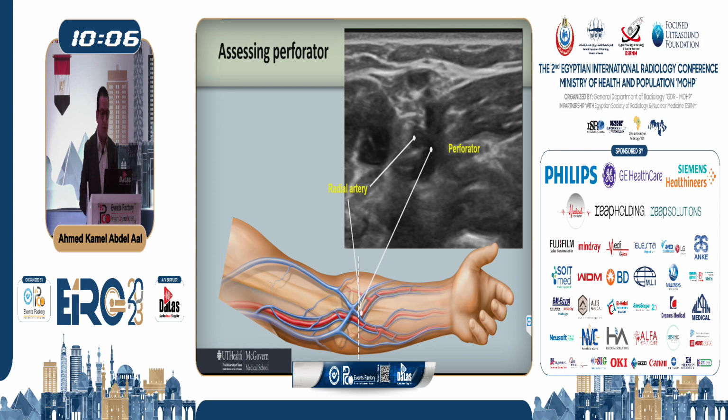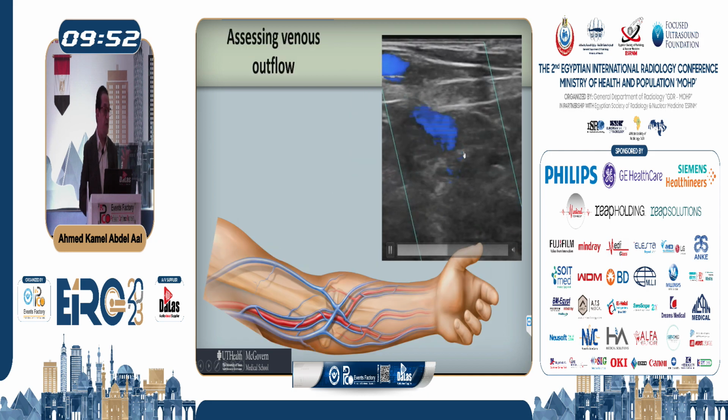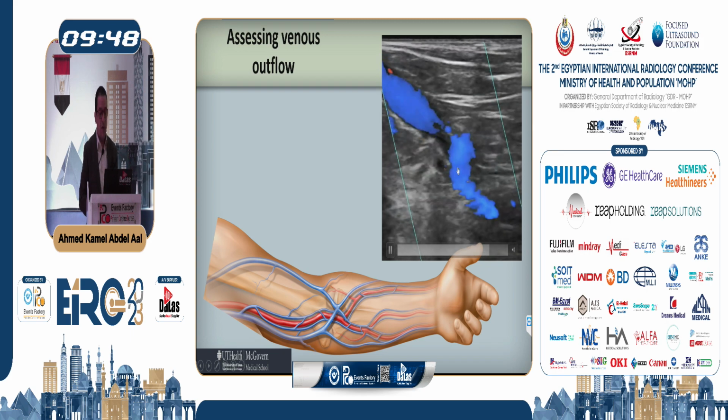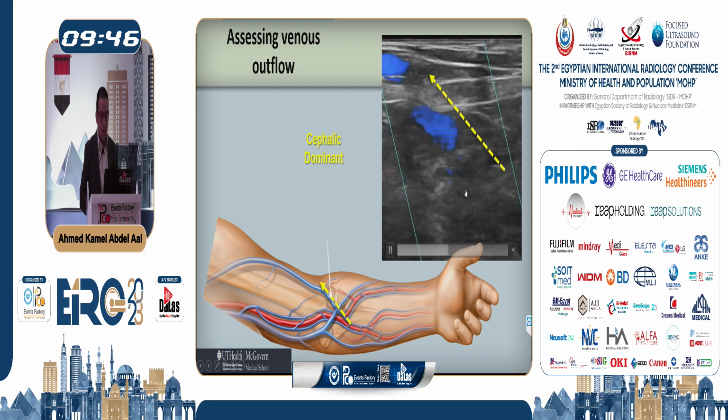This is how the perforator looks. This is the radial vein, and this is the perforator that carries the blood superficially to the antecubital vein here, which then divides into cephalic and basilic veins. And of course, you have to do a Doppler study to make sure there are no valves or anything in that perforator. Otherwise, you'll have to balloon that. We'll talk about that later.